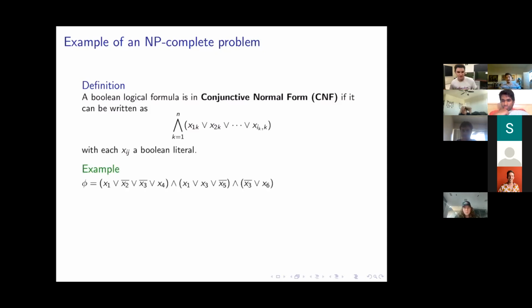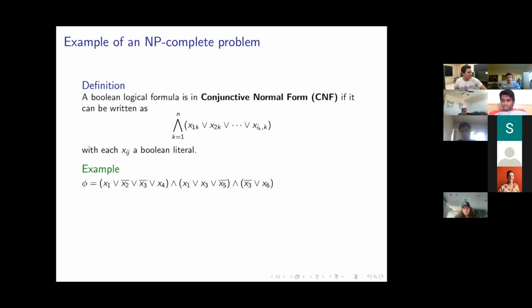So maybe it's helpful to give an example. This is something in conjunctive normal form. I have a bunch of Boolean variables. They're put together in OR clauses, and those OR clauses are stuck together with ANDs. This is what it means to be in conjunctive normal form, and the bar on top just means NOT, and those are fine as well.